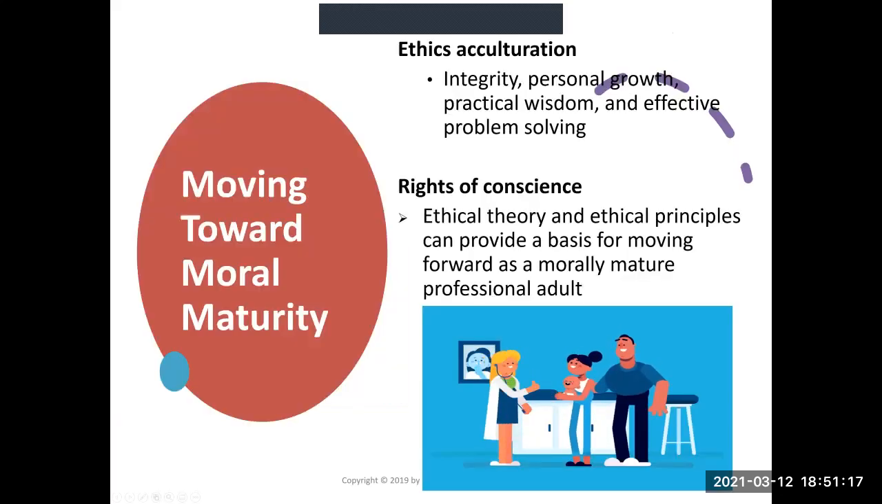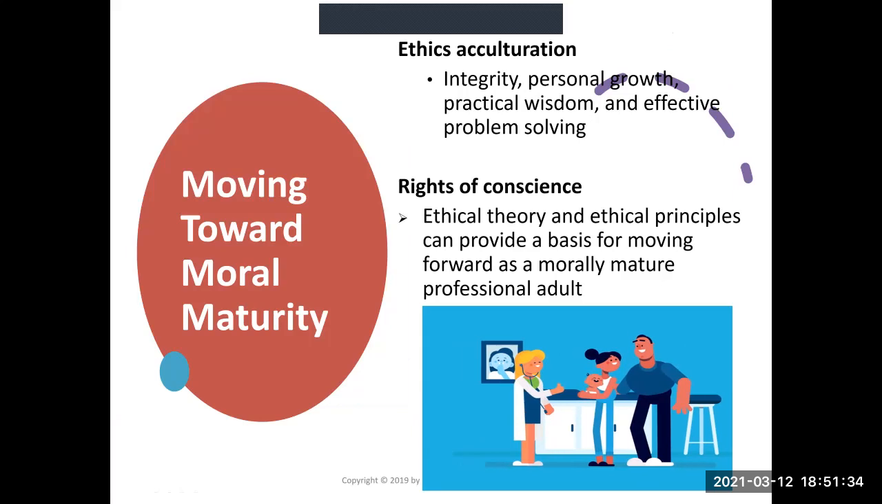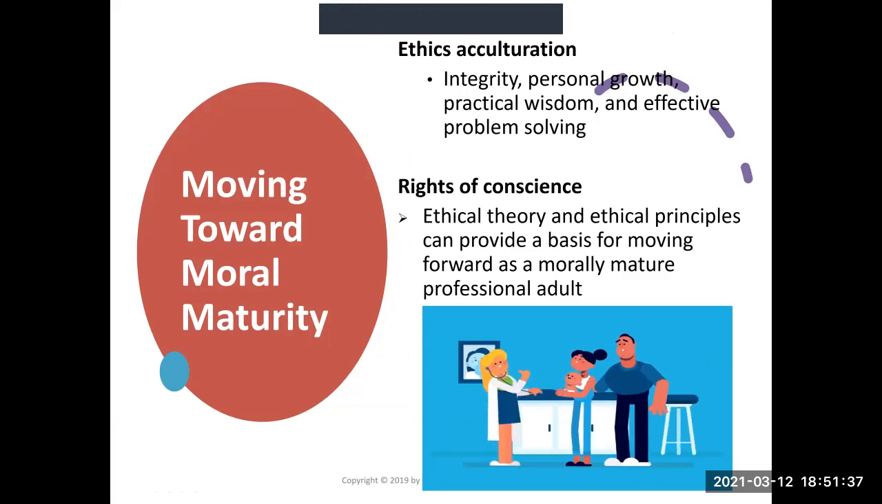So with ethics acculturation, the nurse is developing practical wisdom and effective problem solving. If you think about cultural acculturation, they're integrating what they learn as a nurse and as a professional as they move towards moral maturity. And that goes with the rights of consciousness, where ethical theory and ethical principles provide the nurse with the basis for moving forward as a mature professional adult.